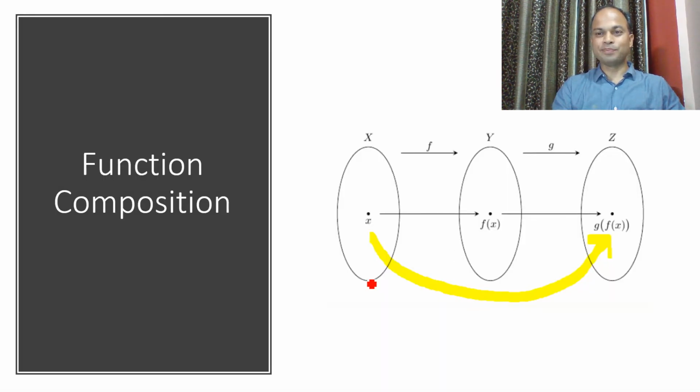If we talk about an example of function composition, here we have set X, set Y, and set Z. Function f maps from X to Y, and function g maps from set Y to set Z. If we talk about the composition, then this particular element x of set X is mapping to an element in Z. Then this particular arrow represents function composition.